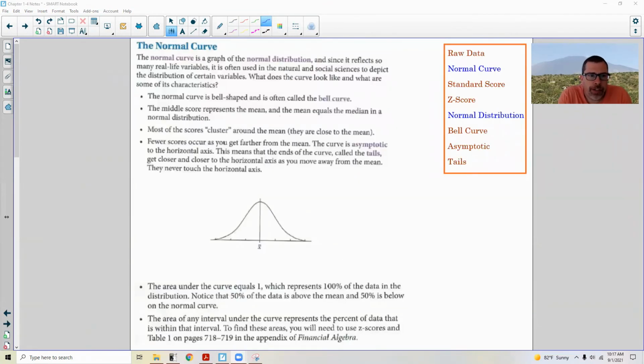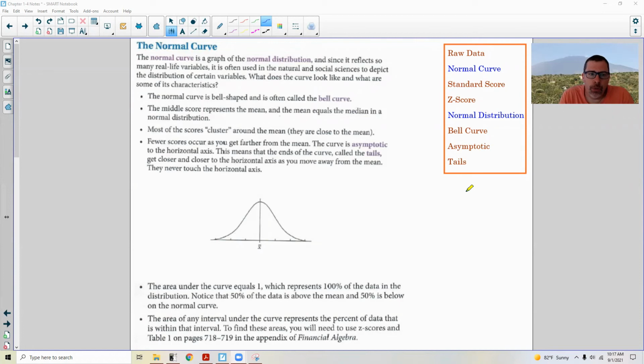Okay, moving right along. Now we have a definition of the normal curve. Off to the right here, as you can see, normal curve and normal distribution are basically the same thing. It says the normal curve is a graph of the normal distribution. And since it reflects so many real life variables, it is often used in the natural and social sciences to depict the distribution of certain variables.